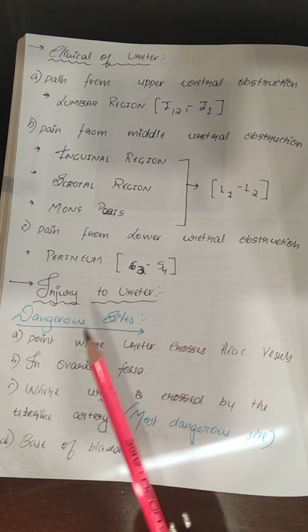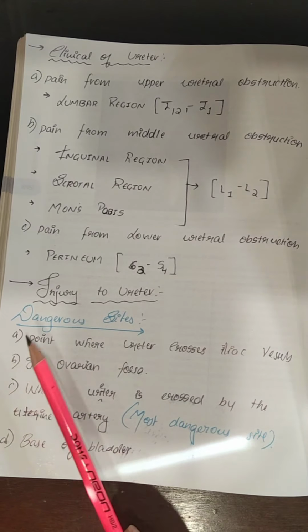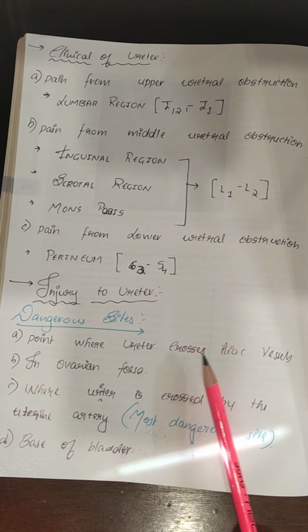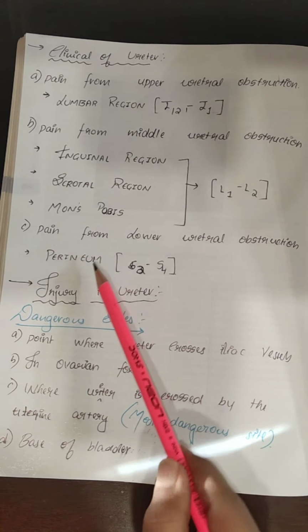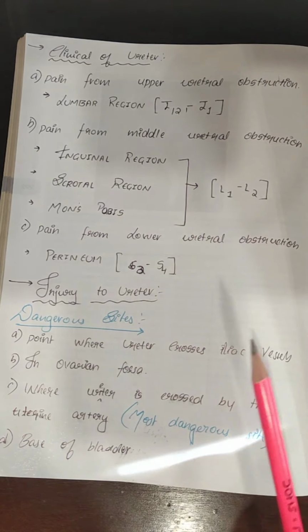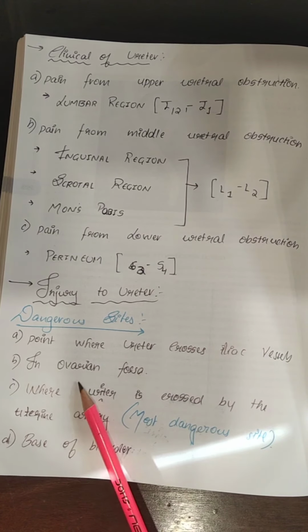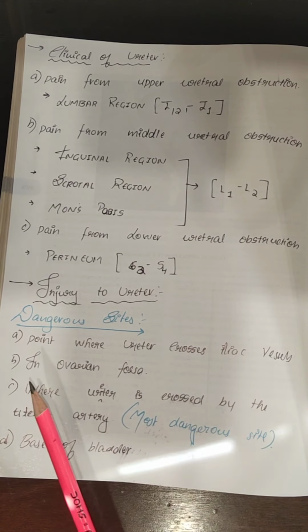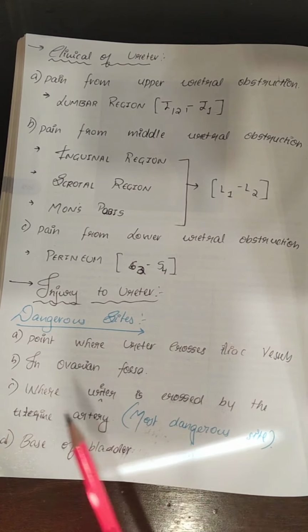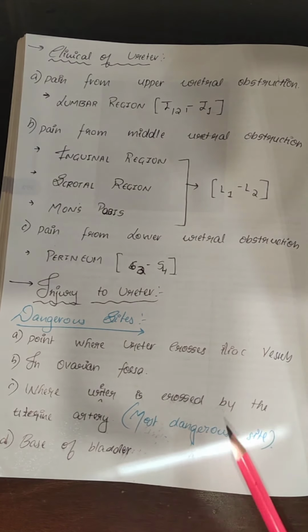This is very important in the clinical aspect. First one, the point where the ureter crosses the iliac vessels, that is where there is bifurcation of the common iliac artery, pelvic brim, that area. Second area is near the ovarian fossa. Third area where the ureter is crossed by the uterine artery, which is the most dangerous site.